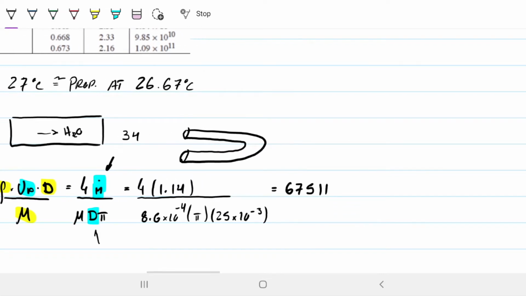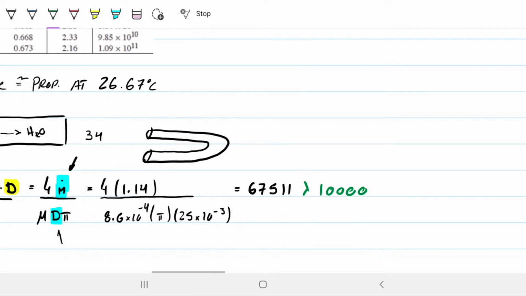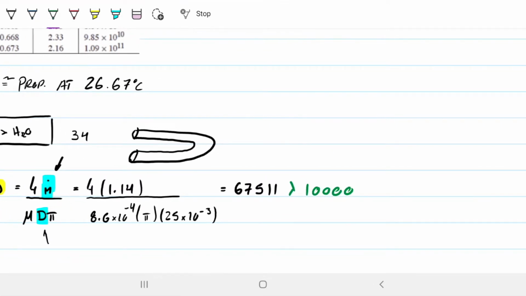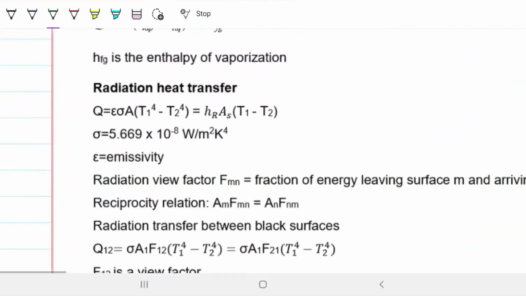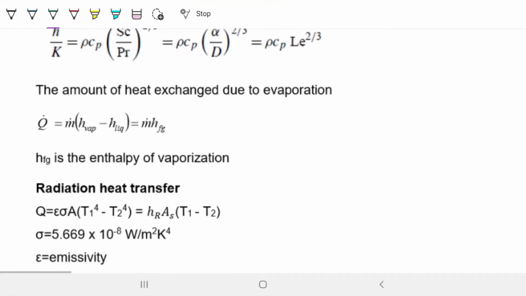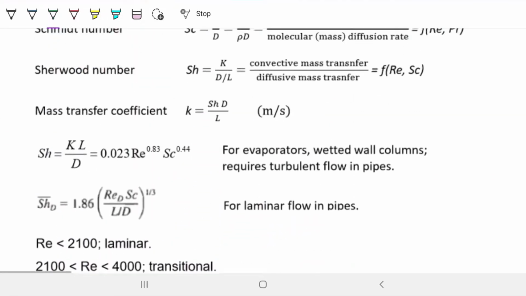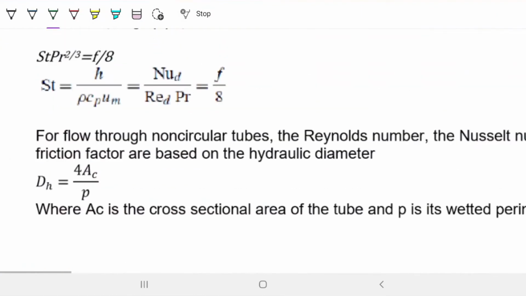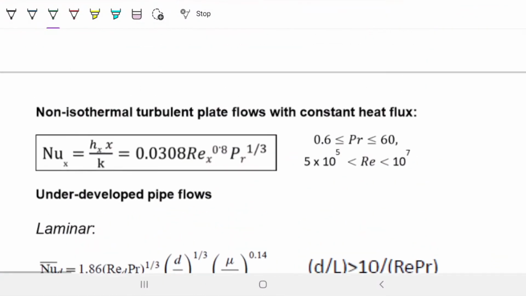This is greater than 10,000, which is my critical Reynolds number for an internal convection situation such as this. Therefore, this is turbulent flow. So we have turbulent flow and a fully developed flow. We go back to our equations here, and we're going to look for the correlation for Nusselt. Here you go.